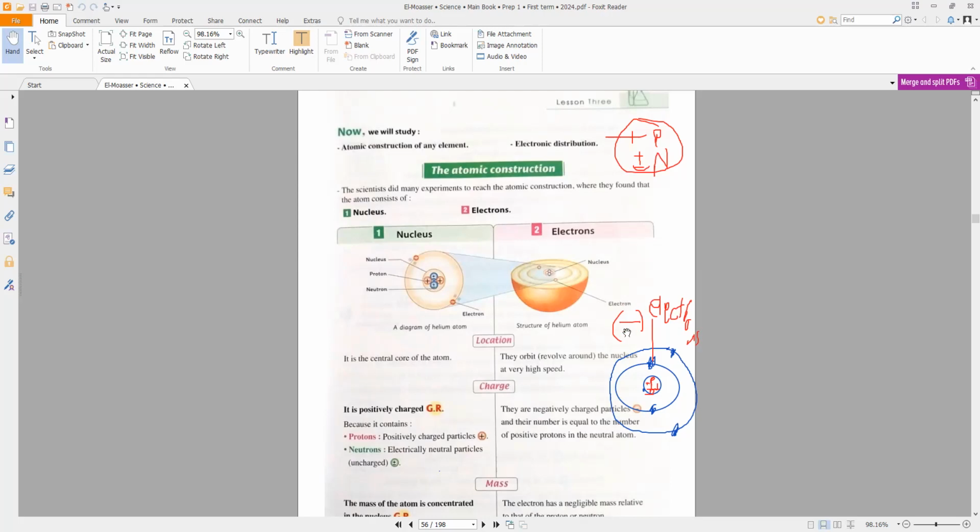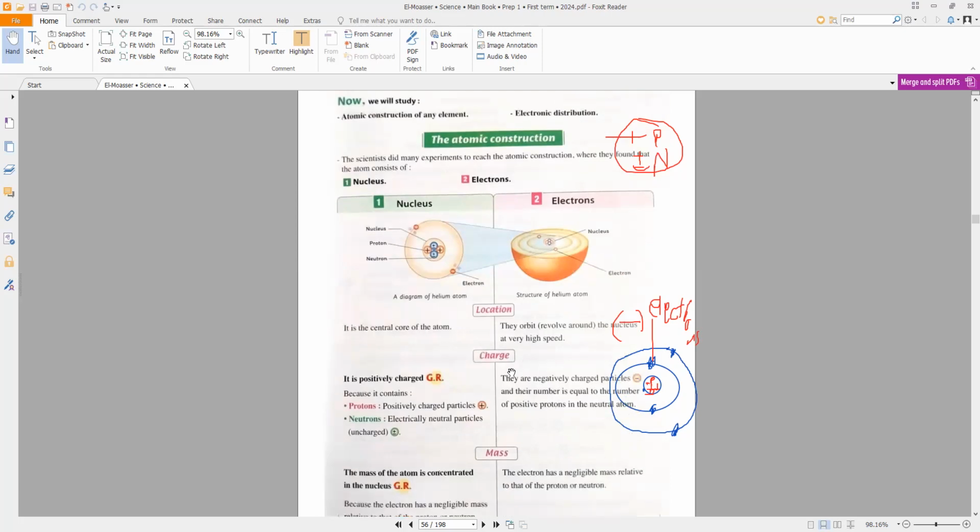But the charge of electrons is negative charge, and the number of electrons equals the number of protons in the neutral atom. What's the meaning of the neutral atom? The ordinary atom. In the neutral atom, the ordinary atom, the number of electrons equals the number of protons. Okay, this is the charge.